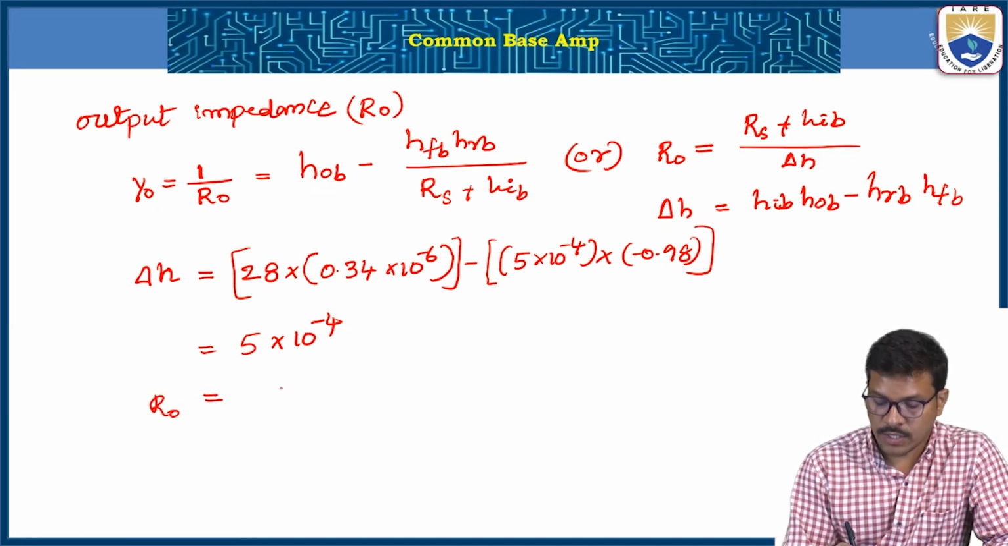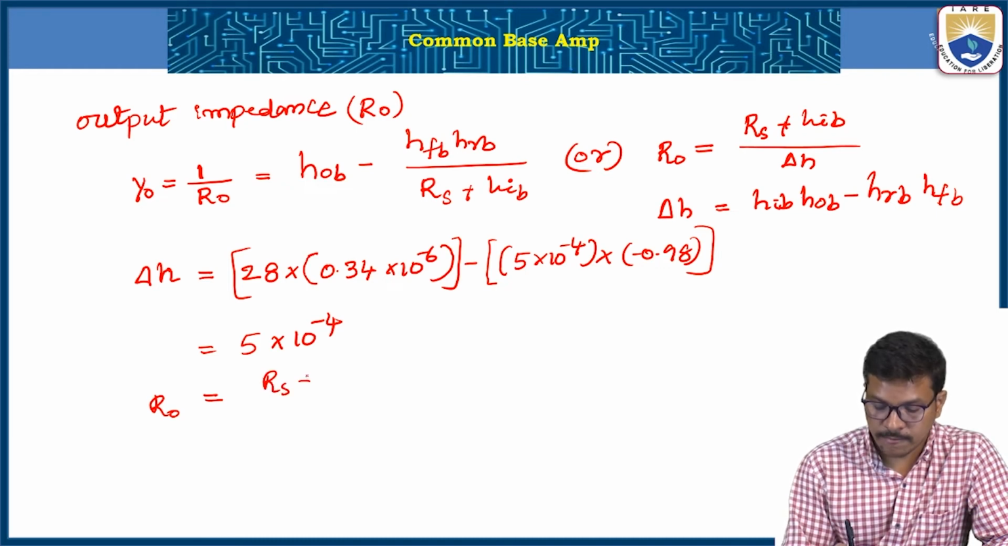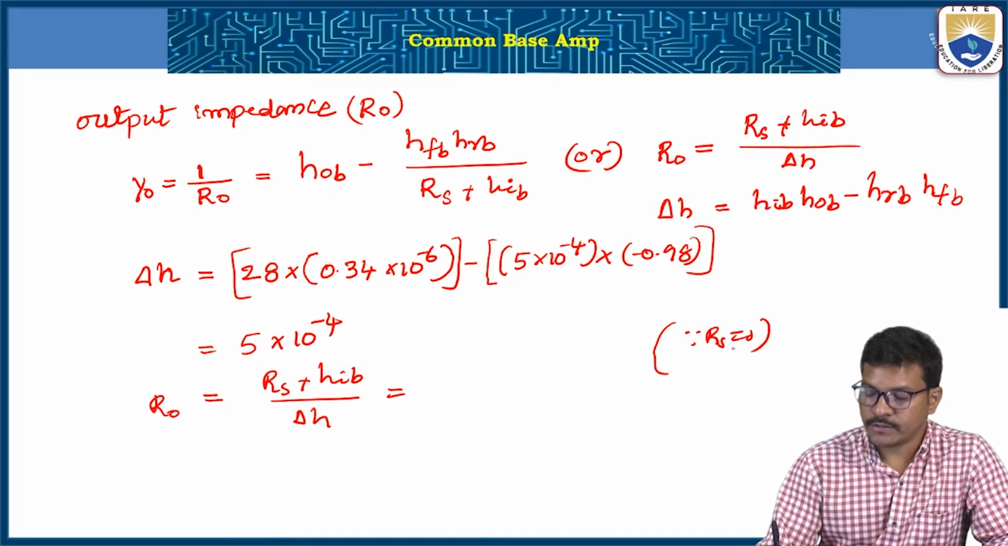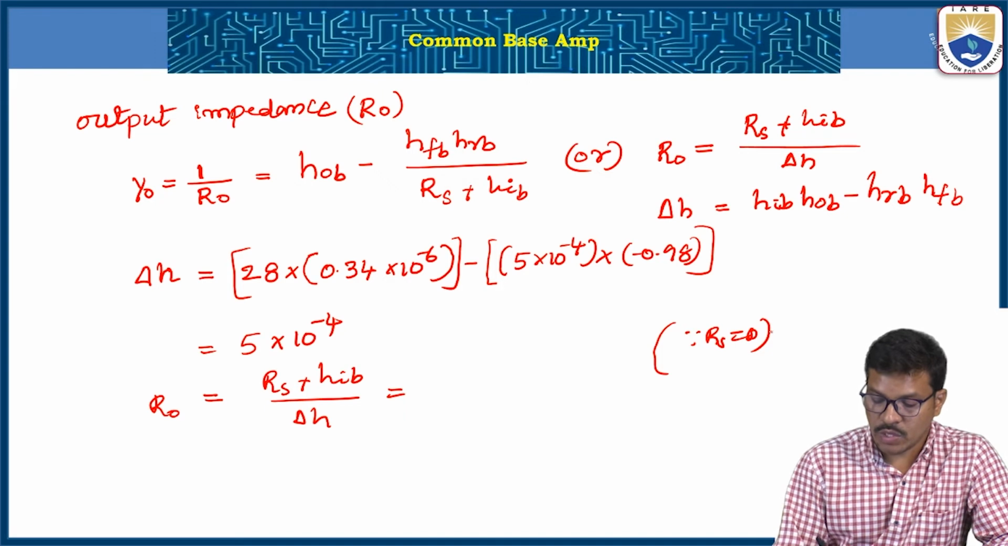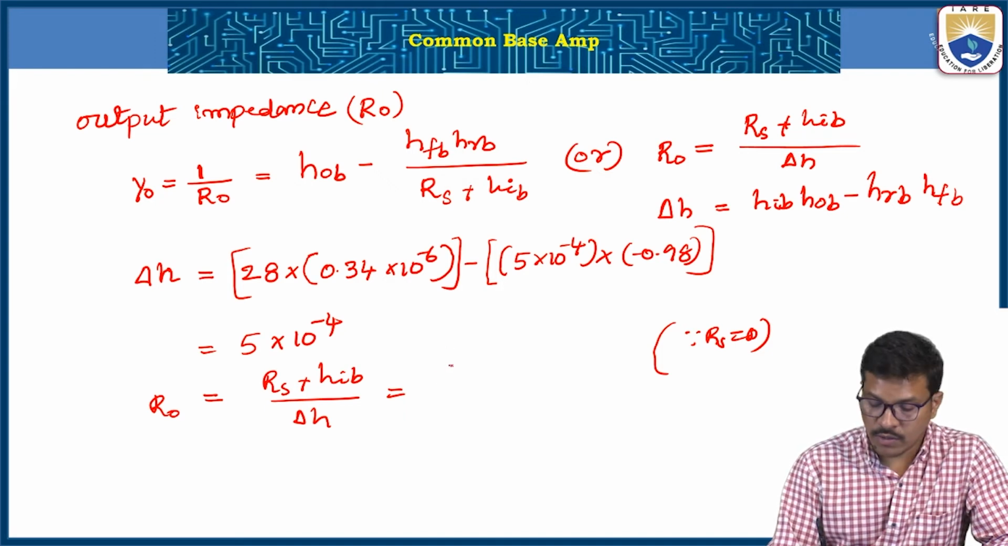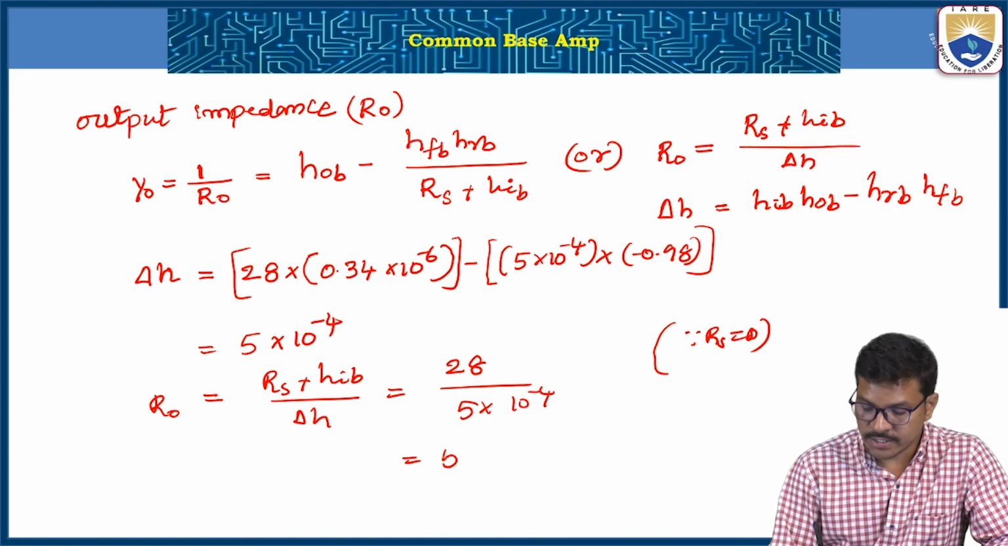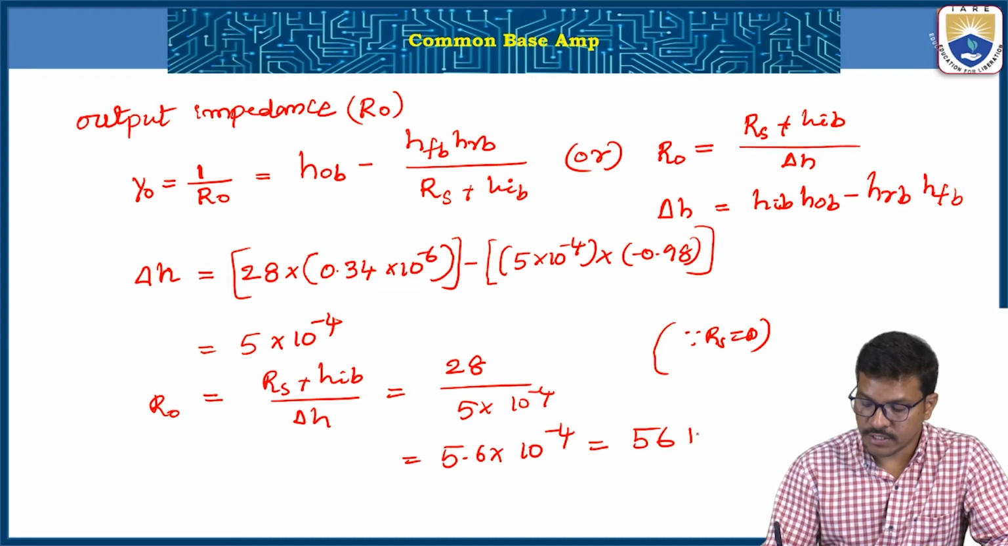Then R naught is equal to RS plus HIB by delta H. In this case, since RS is equal to 0 in the given data, source resistance, assume that it's 0, and then HIB, you will get input impedance 28 divided by 5 into 10 to the power of minus 4 and 5.6 into 10 to the power of minus 4, which is equal to 56 kilo ohms. So R naught is equal to 56 kilo ohm.